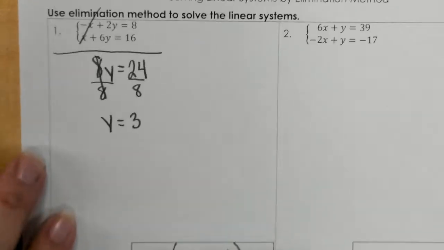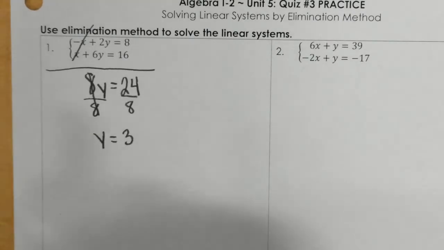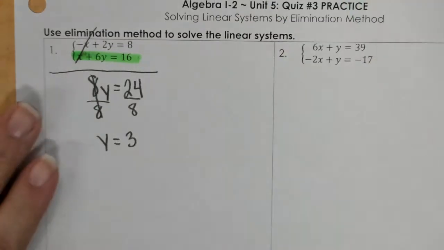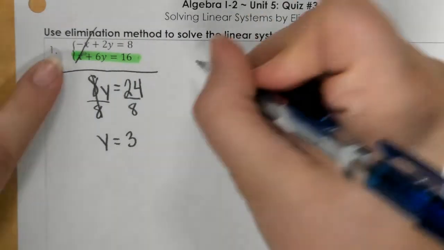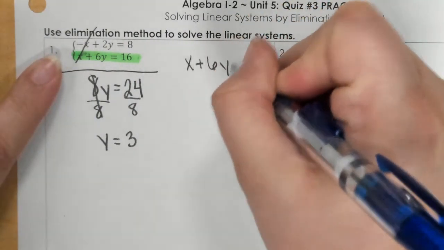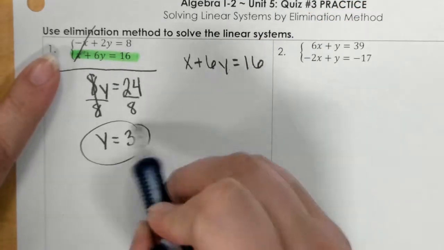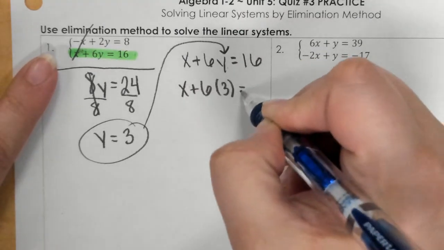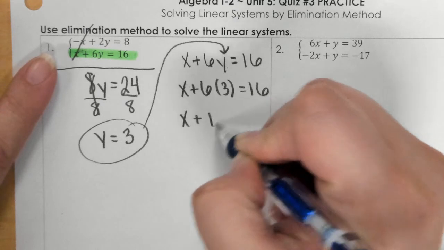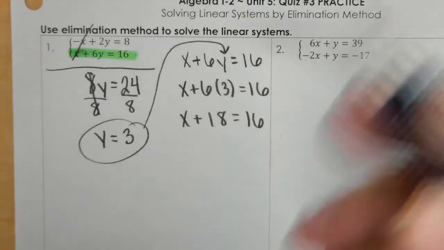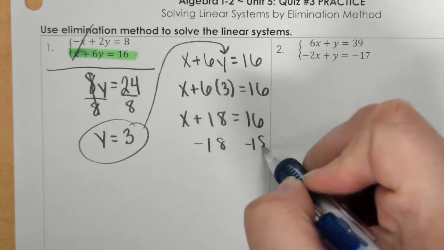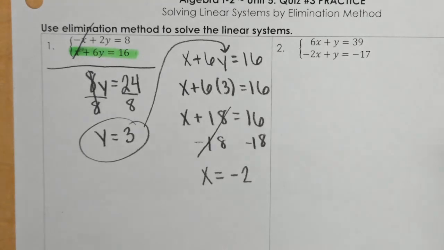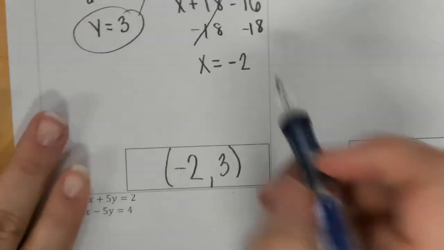So I know that I have my y. I need to find my x. So I have to decide which equation I want to plug into. And the second equation has less negatives. So I'm going to use the second equation and plug my y as 3 into the equation. So subtracting 18, x gives me negative 2. We'll put negative 2 down there.